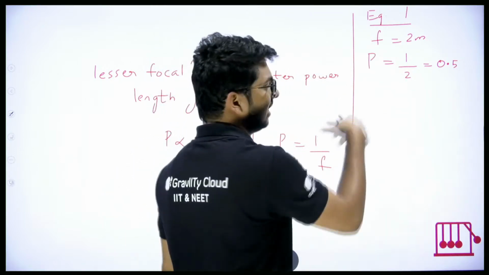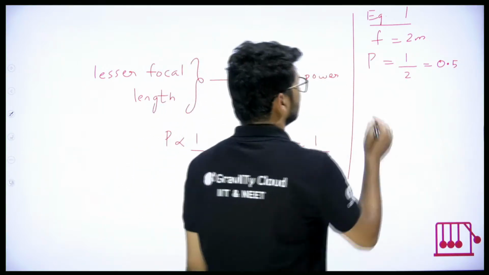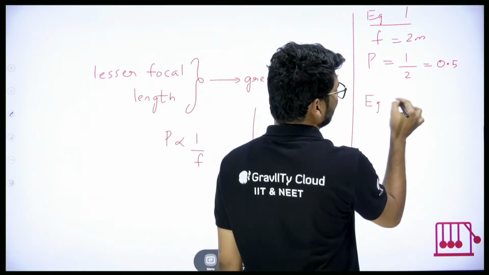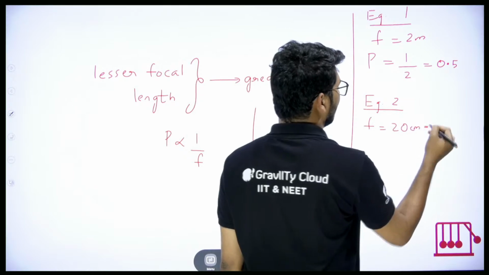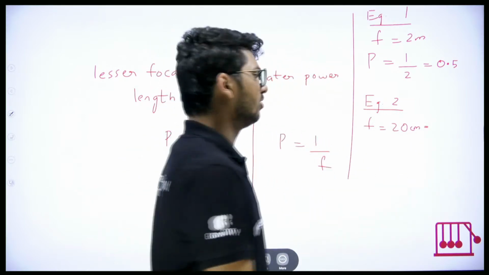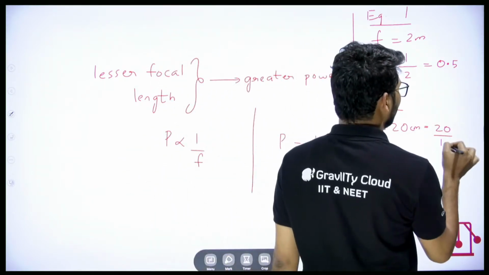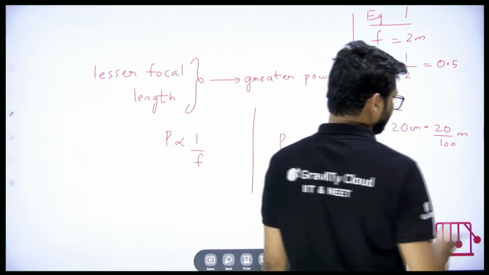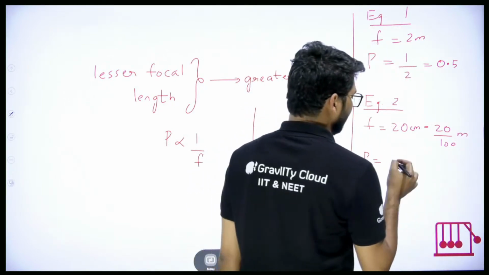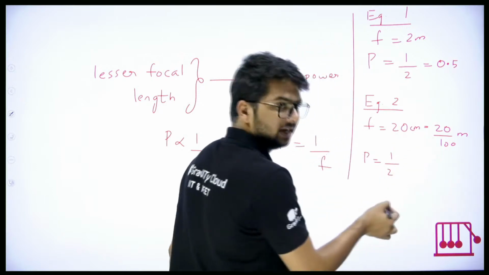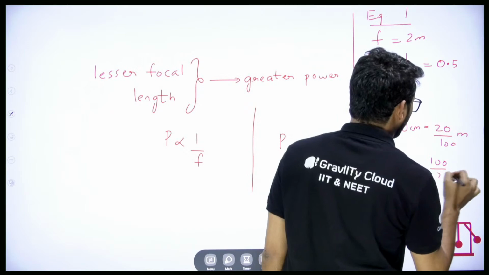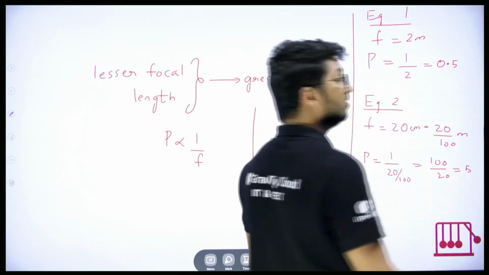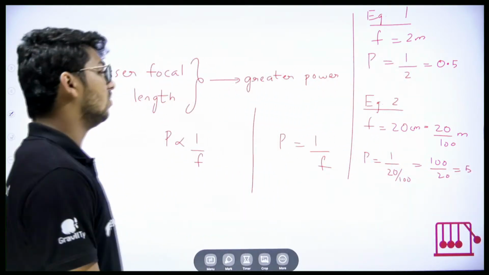So the denominator should be in meters. But if I take another example, let's say focal length is 20 centimeter. What is 20 centimeter in terms of meter? 20 by 100 meters. Yes or no? So then power will be equal to what? 1 by 20 centimeter, which is 20 by 100. How much is that? 100 by 20. That is equal to 5.